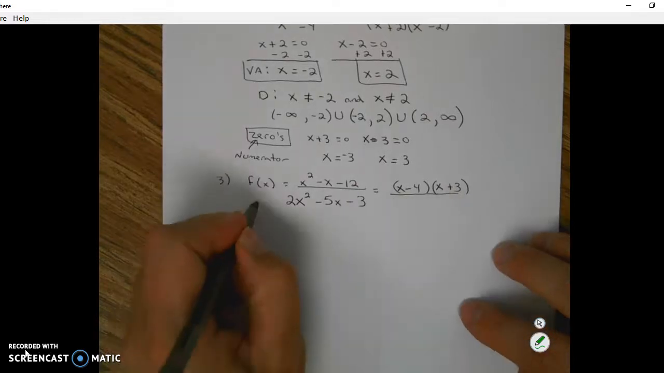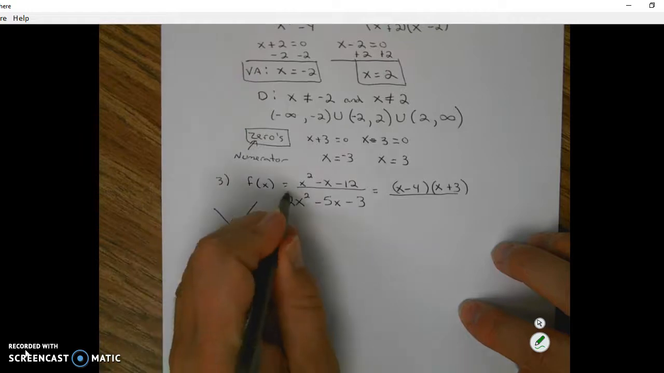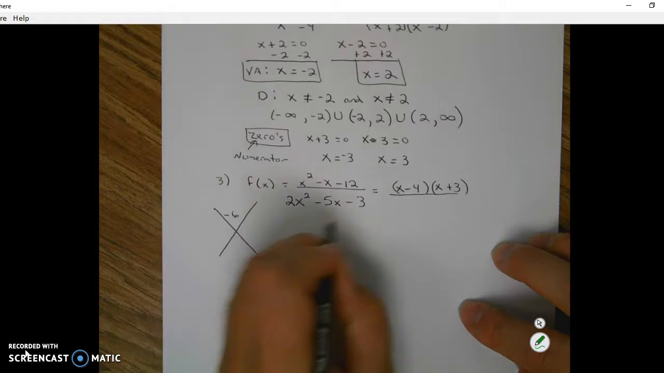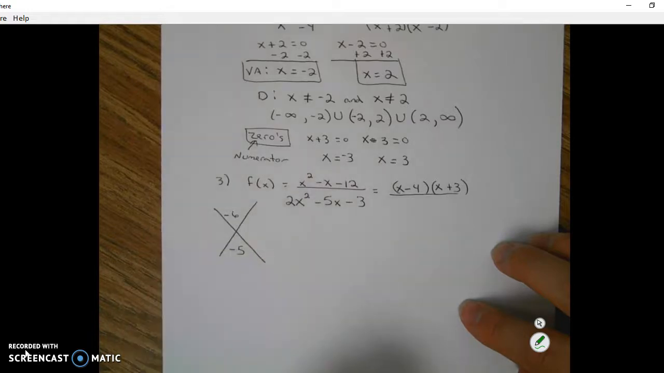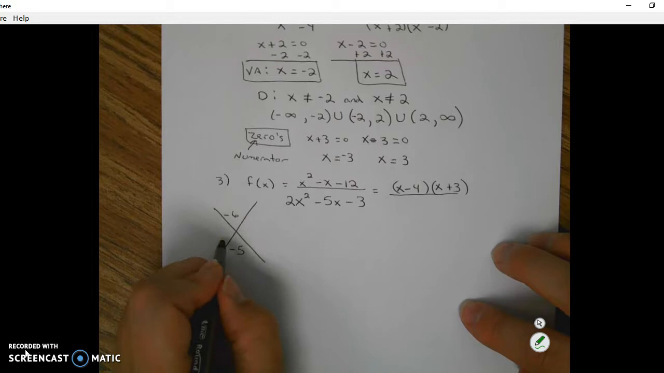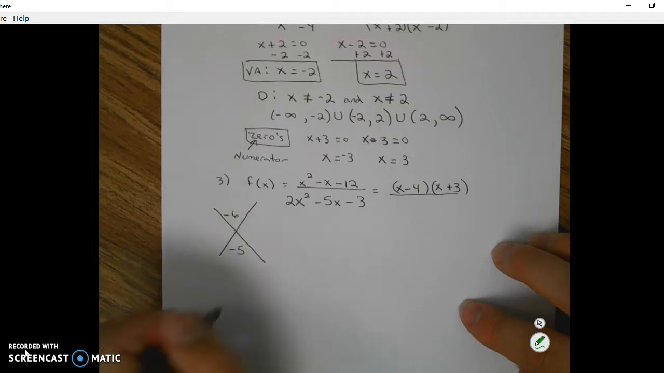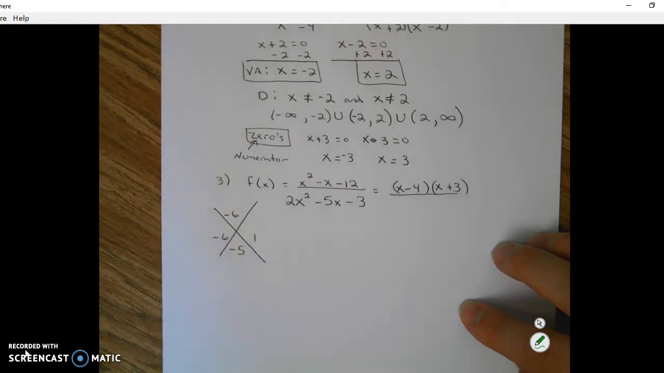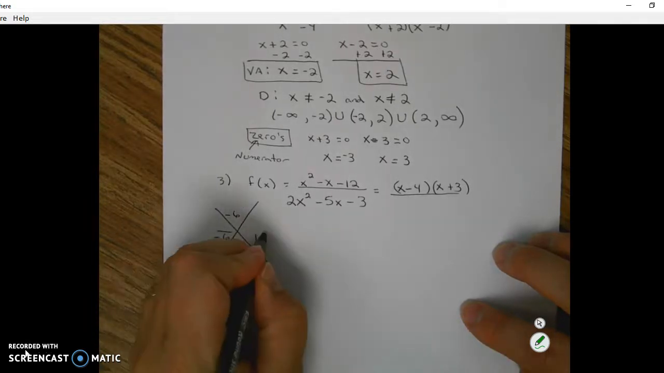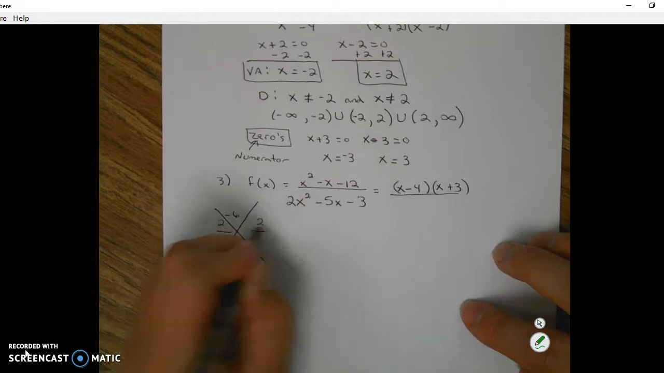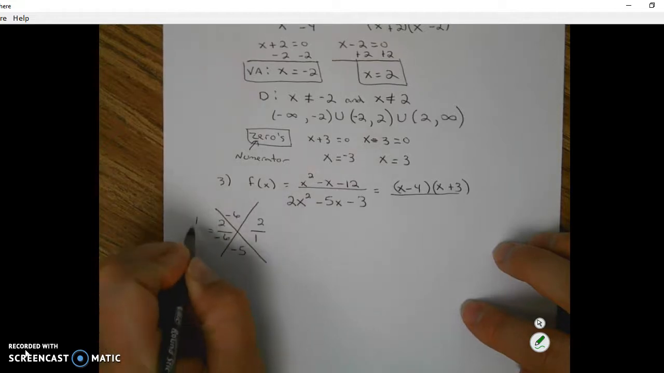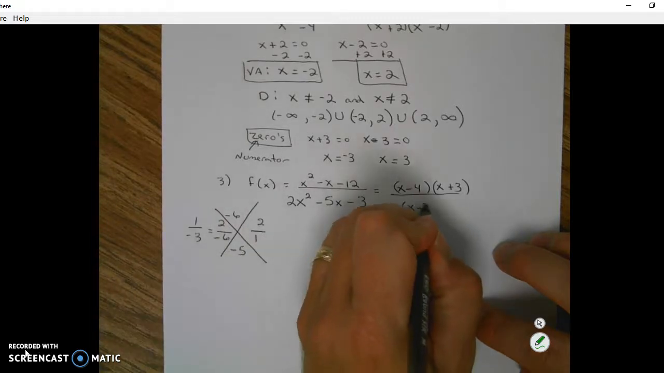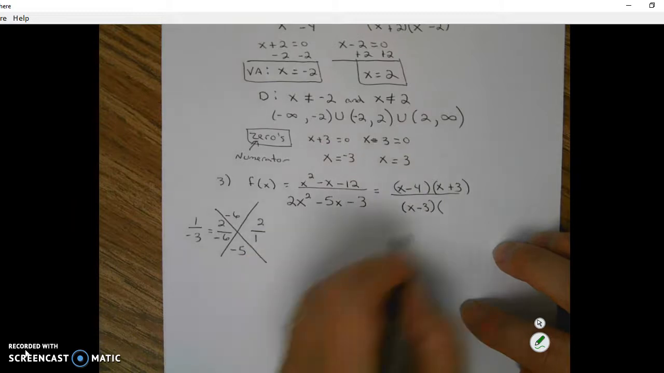Now on this one, I'm going to go ahead and use the x factor since my a value is not 1. A times c, b value, and it's two numbers that multiply to give me negative 6 and add to give me negative 5. Looks like those two numbers are going to do the trick. Put our a value on top, simplify. Alright, so we got x minus 3 and 2x plus 1.